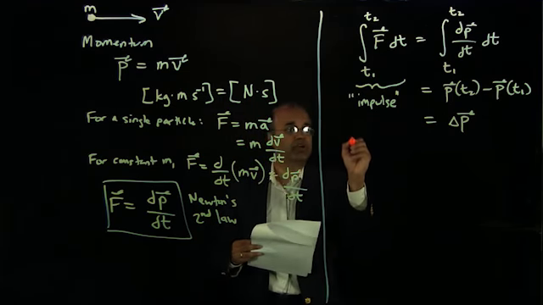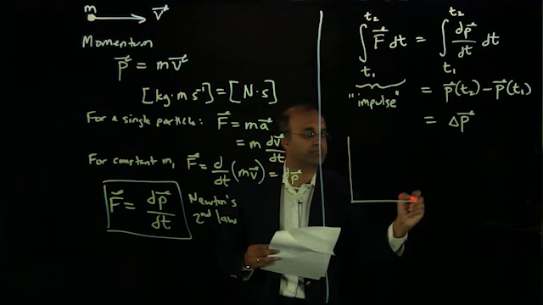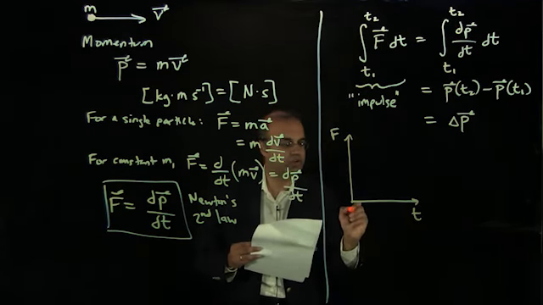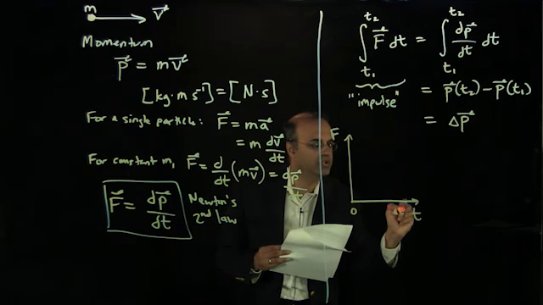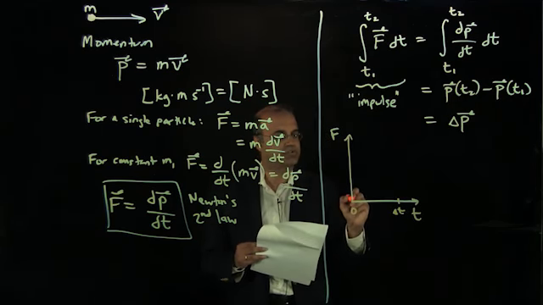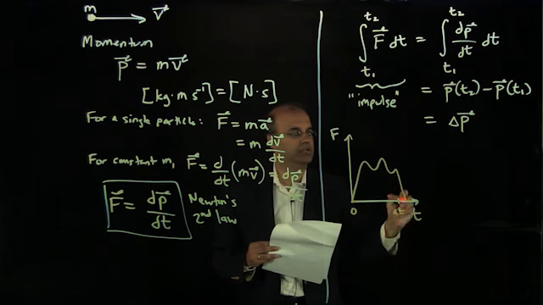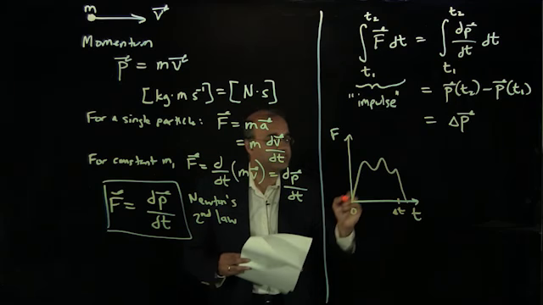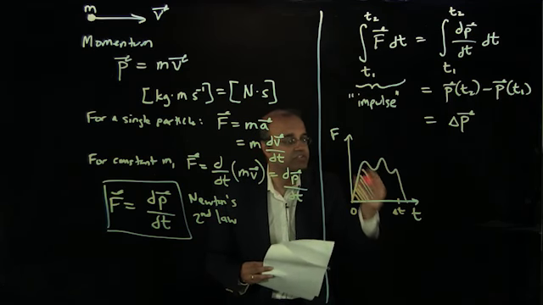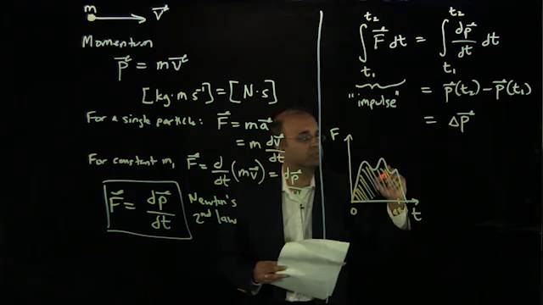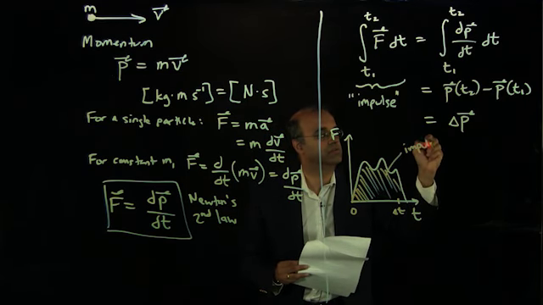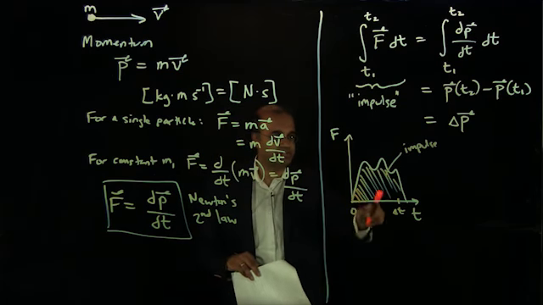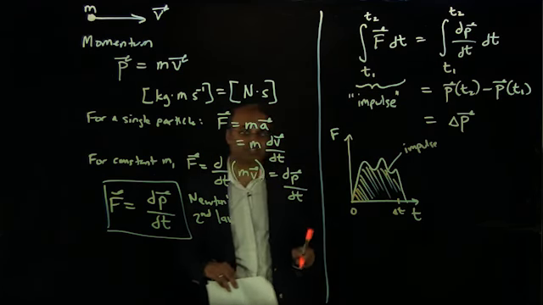And so suppose I were to graph the force as a function of time going from time 0 to a time delta t, and suppose I had some complicated function that looked like that. The impulse is just the area under this curve. It's the integral of this function. That's the impulse. And the change in the momentum depends only on the area under this curve and not on the detailed shape of the curve.